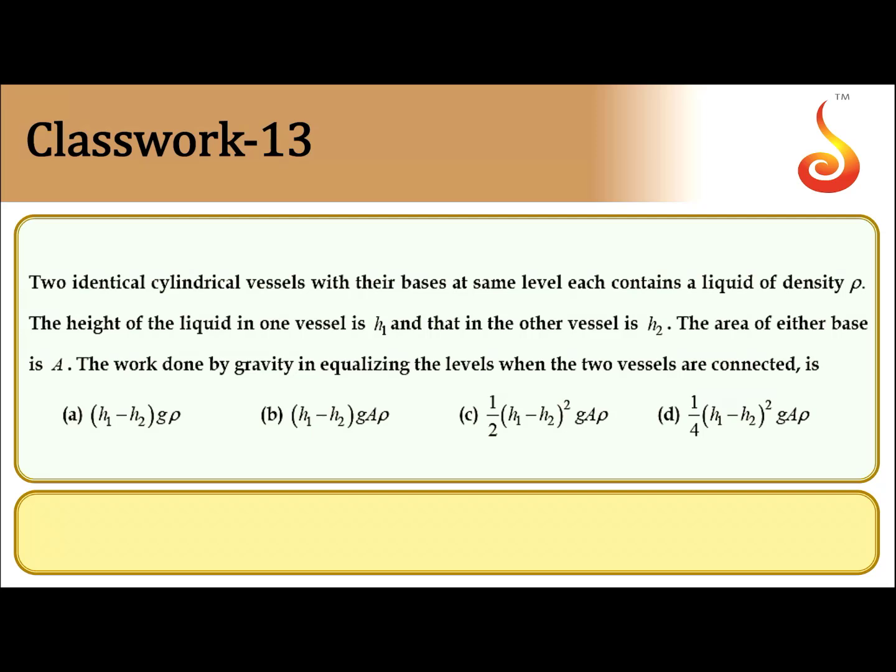Two identical cylindrical vessels with their bases at the same level each contain a liquid of density rho. The height of the liquid in one vessel is h1 and that in the other vessel is h2. The area of either base is A. If the work done by gravity in equalizing the levels when the two vessels are connected is asked, we will show the construction.